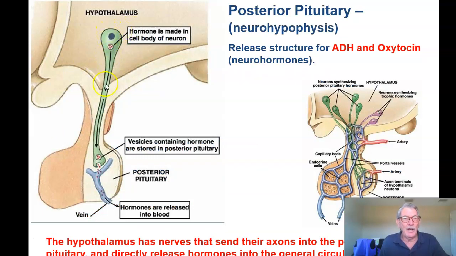Okay, and here we have the posterior pituitary. This is actually a giant neuron that sends a signal down and actually releases its neurotransmitter, which is the hormone. It releases the hormone into the bloodstream. So that's the separate part. Posterior, anterior.